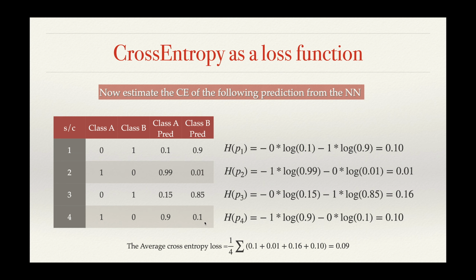And the average cross entropy, which we will use in the backpropagation, is actually equal to 0.09, because we have 4 points and we are just averaging the cross entropy along all the distributions. If the predictions were totally different from the ground truth, we would have a higher cross entropy, and we would, of course, need to make it lower, make it smaller.